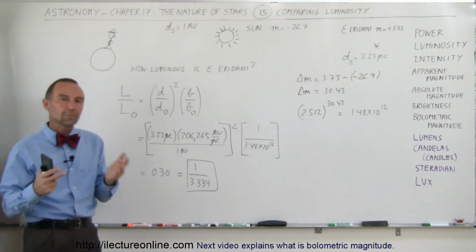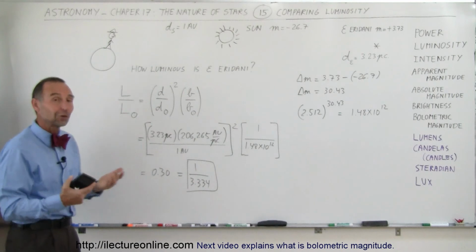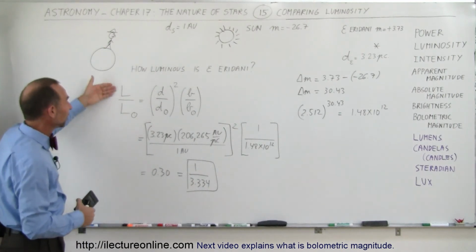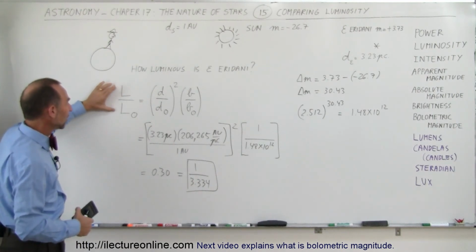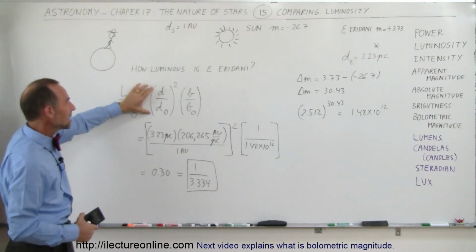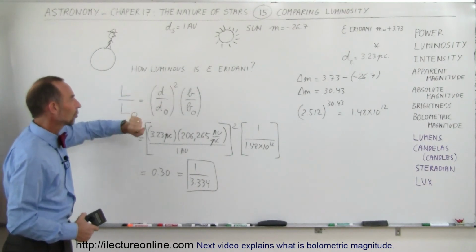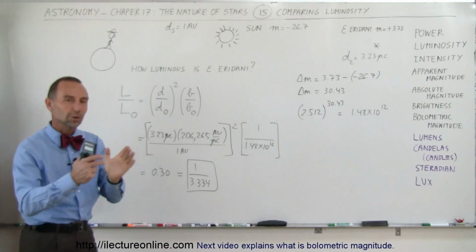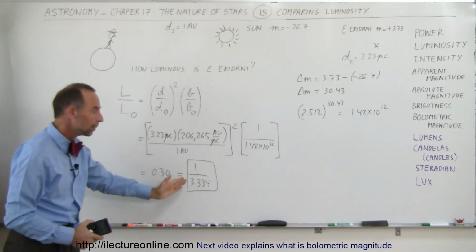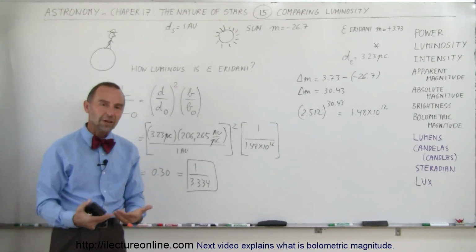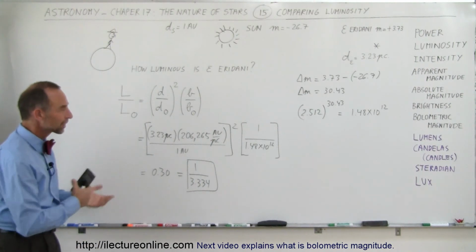So keeping it simple, in a simplistic manner, for let's say, first year astronomy courses, you simply say this is good enough for us. The relative luminosity can be found by simply taking the relative distance, we square that, we take the relative brightness, multiply it together, and whatever ratio we come up with, that is the relative luminosity of the two stars. And that's how we do that.